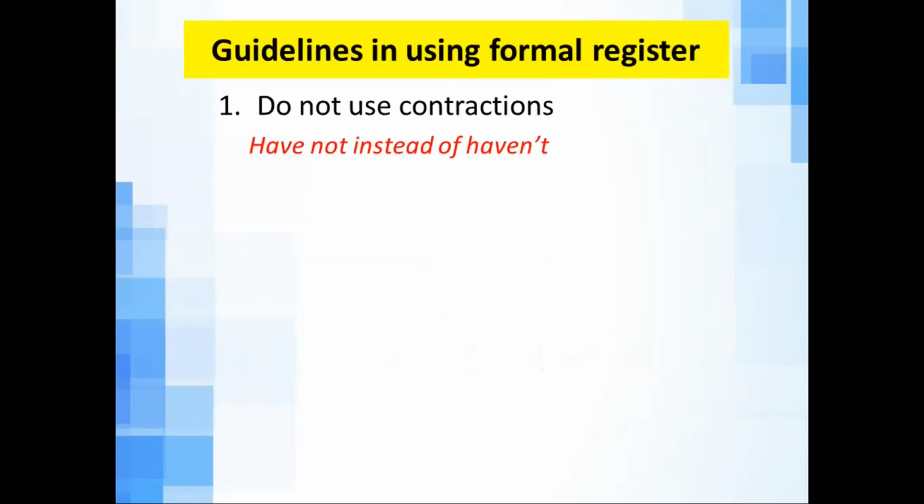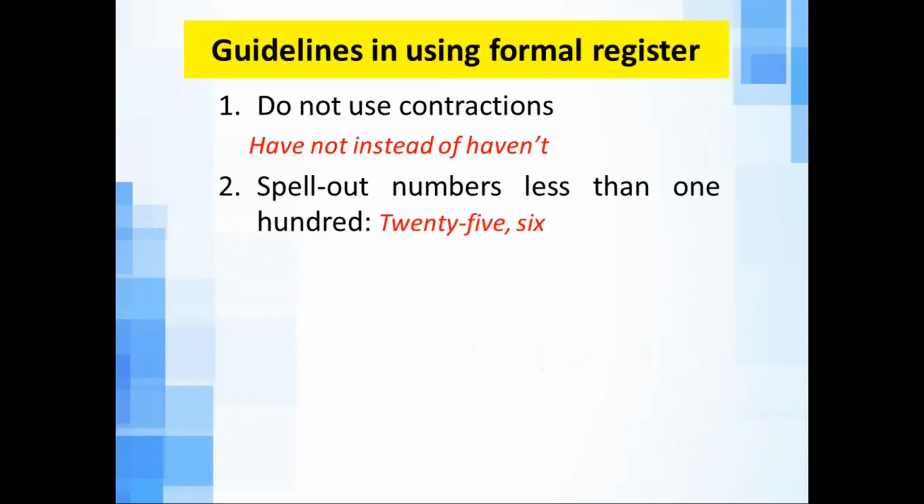So in using the formal register, guys, the following are to be observed. First is do not use contractions. Okay, contracted words are not appropriate in formal writing, especially if it has to be written, although it is pretty much common when spoken. Okay, examples: will not instead of won't, have not instead of haven't. So haven't here is the contracted word of have not.